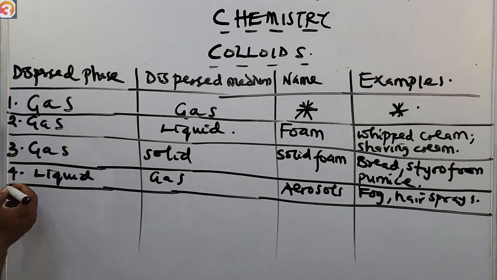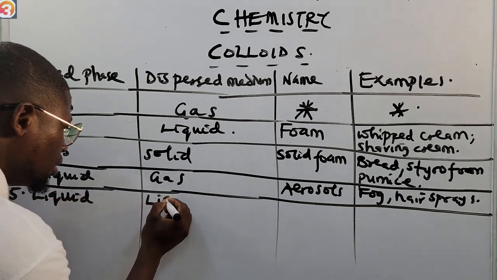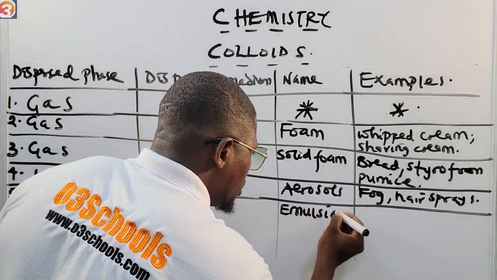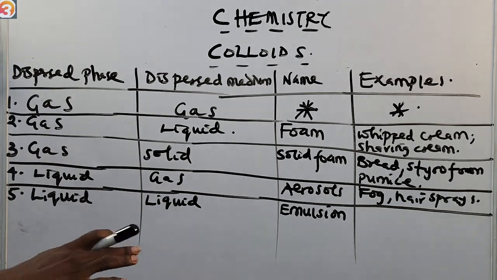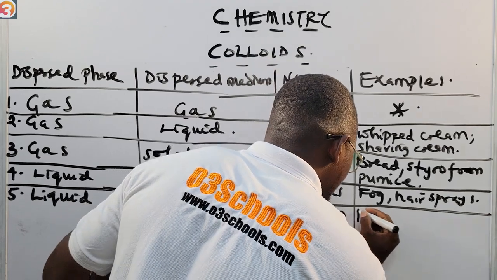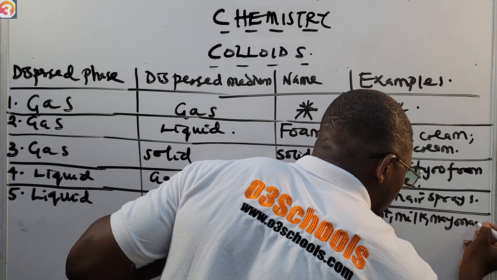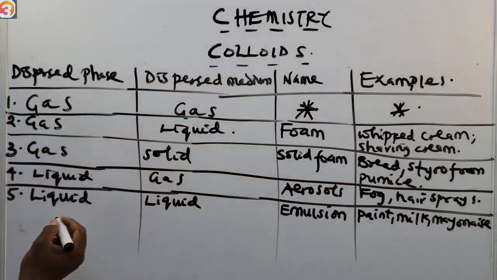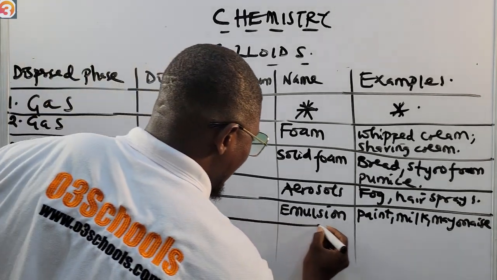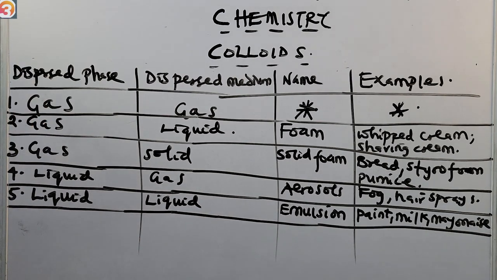Then we have liquid, the one we call emulsion. Liquid colloidal system, we call that one emulsion. So liquid colloidal systems are called emulsion. Examples are paint, your milk, mayonnaise. Most of you eat mayonnaise at home. You drink milk, you paint your house. So you know those examples of liquid colloidal system, what you call emulsion. Please take note of that.